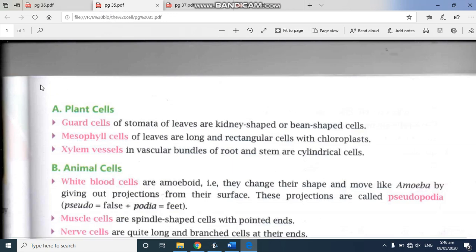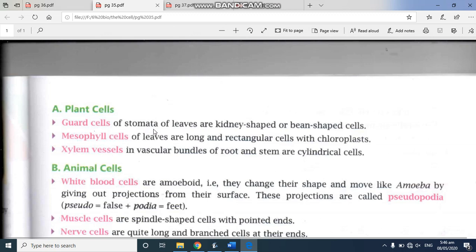So let's read about different types of cells. We have plant cells and we have animal cells. And they have shown here three types of cells, but there are many more types of plant cells. So now, what are guard cells?